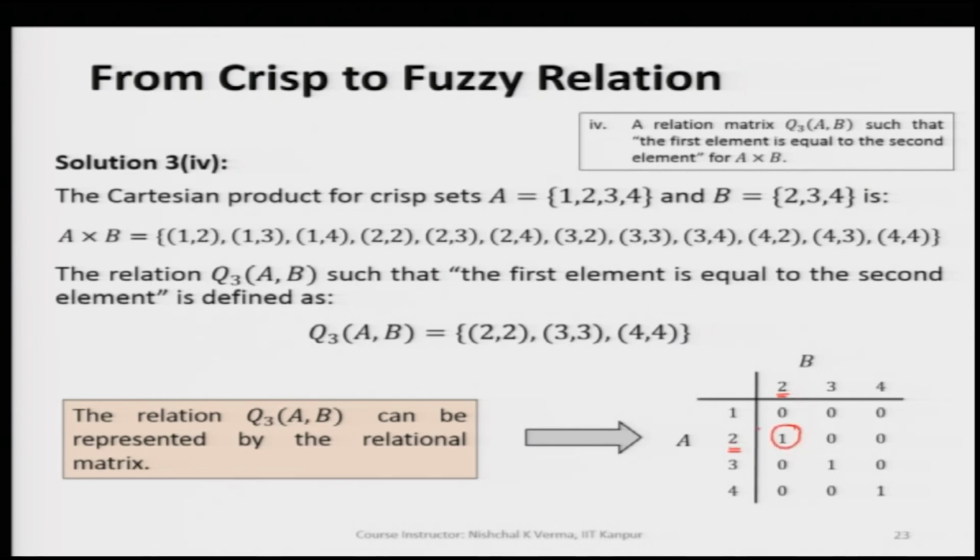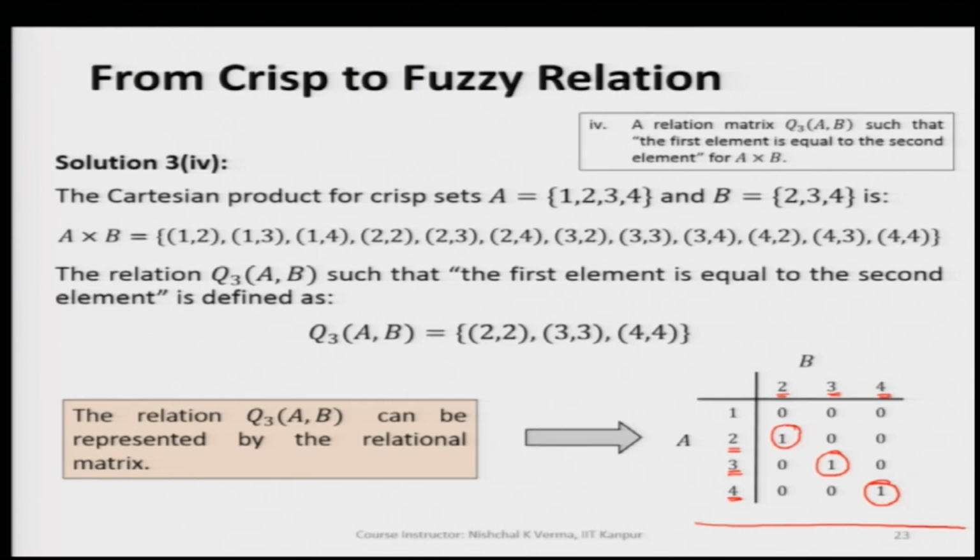So, we are writing here 1, and then we have 3 3, which means 3 of set A and 3 of set B. These two also form one of the elements of Q 3, so we are writing 1, and then 4 4 also, so we write 1 here. Now, since we have only 3 elements, no other elements are present in Q 3, so all other entries of this matrix will be 0, and this is called the relational representation of Q 3 A B based on the condition that the first element is equal to the second element.